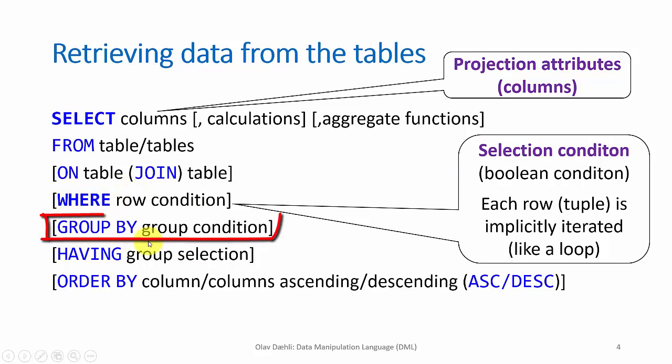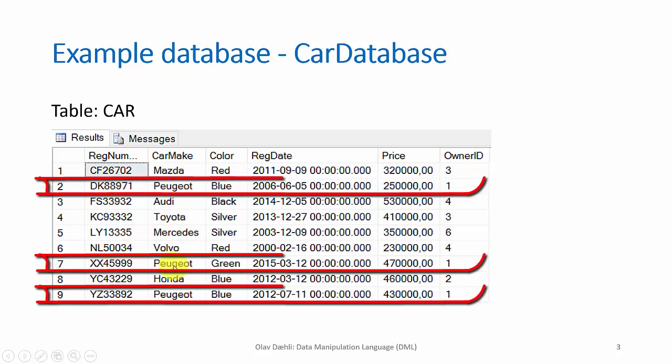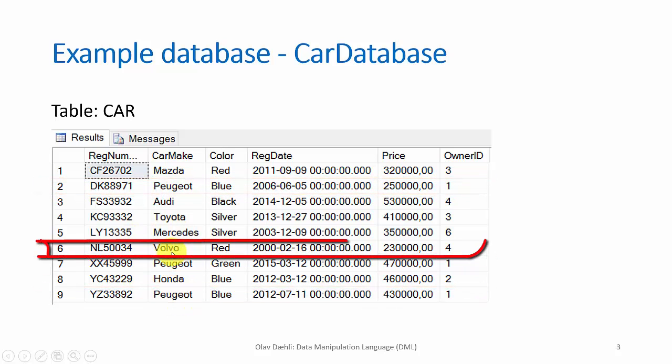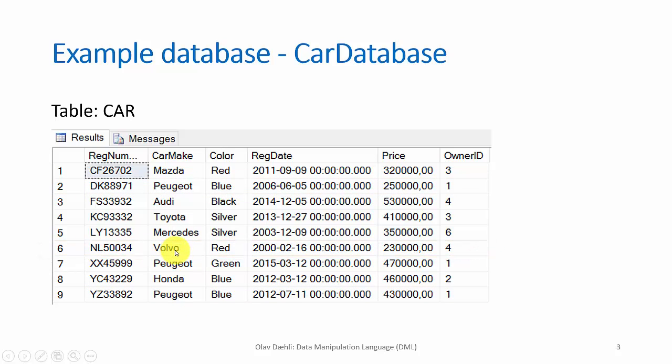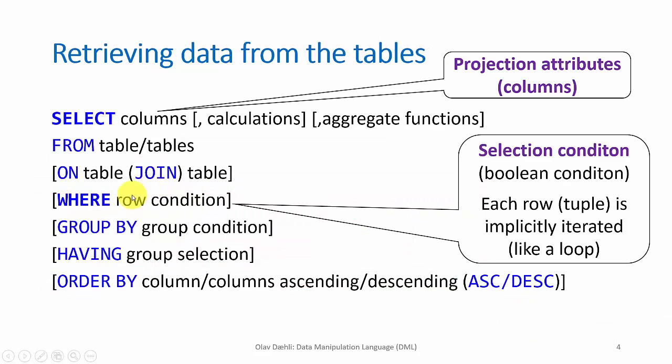It is also possible to group the result. If we, for instance, want to consider all the Peugeots as one group and all the Volvos as another group and so on, then we use the group by statement. And then we can also do calculations related to the groups. So we can find the average price for each group, for instance, like the average price for these 3 Peugeots, and similar for the other groups.